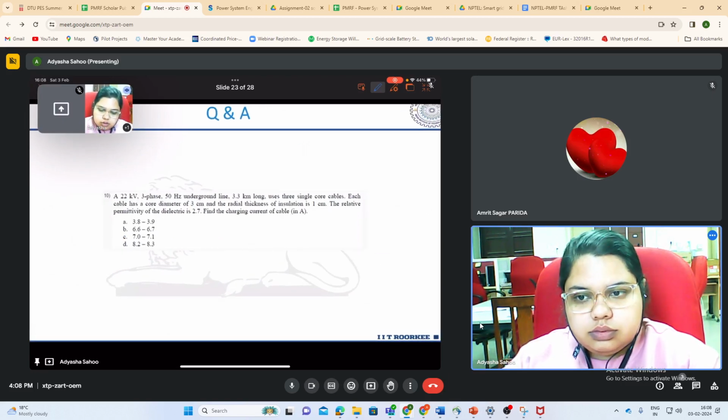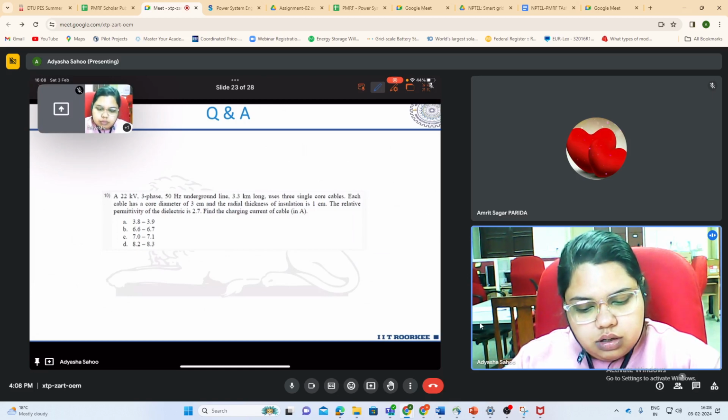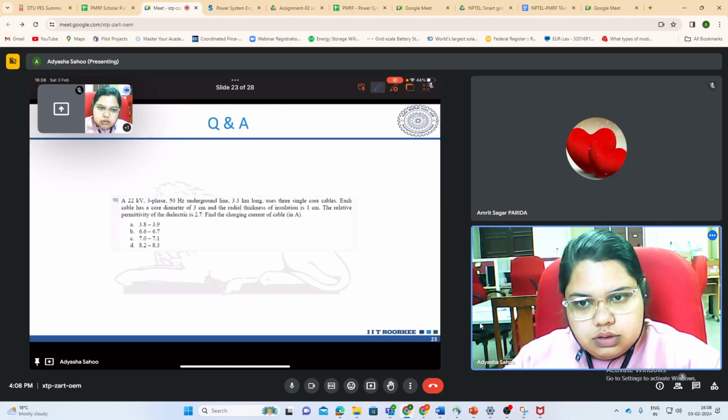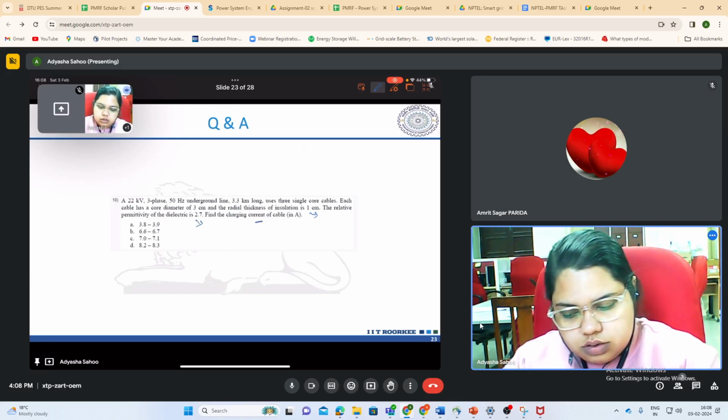Next question. A 22 kV, 3 phase, 50 Hz line, 3.3 kilometers long, is using 3 single core cables. Each cable has a core diameter of 3 cm and the thickness of insulation is 1 cm. Permittivity of the dielectric is also given. Find the charging current. It is very simple.